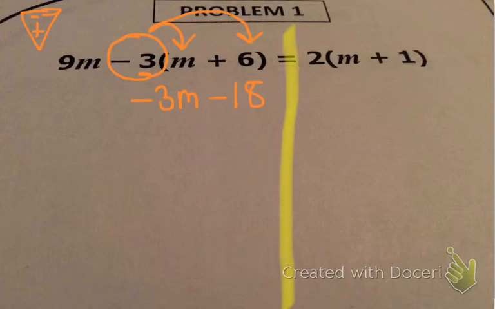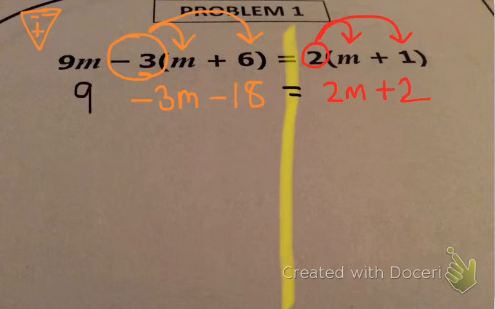On the right, I have a set of parentheses also. 2. Oops, 2. There we go. It's a positive. 2m. And then again, 2 times +1 is a +2. You should hopefully have noticed that I forgot to bring down my equal sign and my 9m.